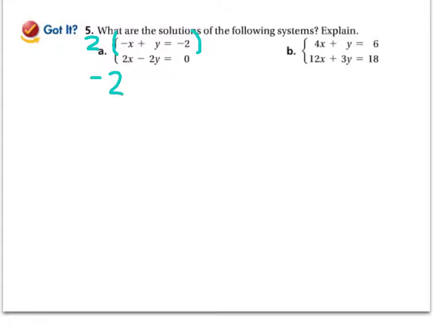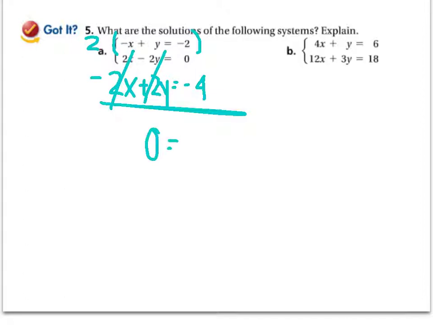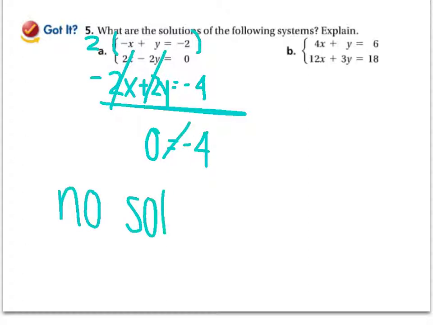So now I have negative 2x plus 2y equals negative 4. This is an example where I only had to change one of the equations. Now I can add these two together. The x's are eliminated. The y's are eliminated. 0 equals negative 4. Yu Chen? Right, so this is no solution.